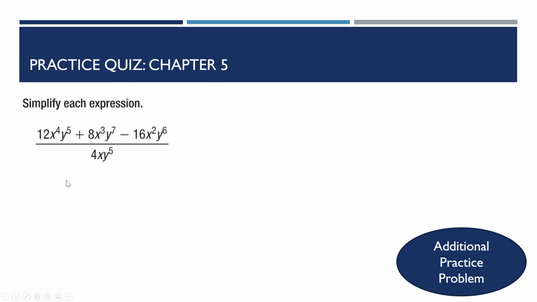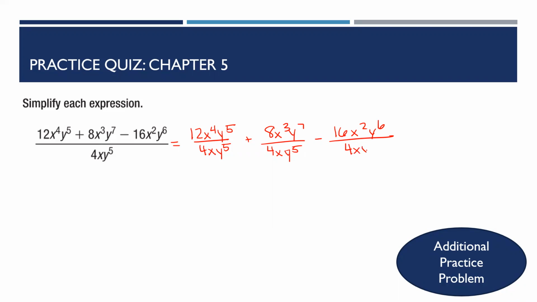Okay. All right, now here you're supposed to simplify. So what you need to do is separate these into separate terms, okay? So we've got 12x to the 4th y to the 5th over 4xy to the 5th, plus 8x cubed y to the 7th over 4xy to the 5th, minus 16x squared y to the 6th over 4xy to the 5th. Okay, I'm going to go ahead and change colors here. Okay, so each individual one of these I'm going to simplify.